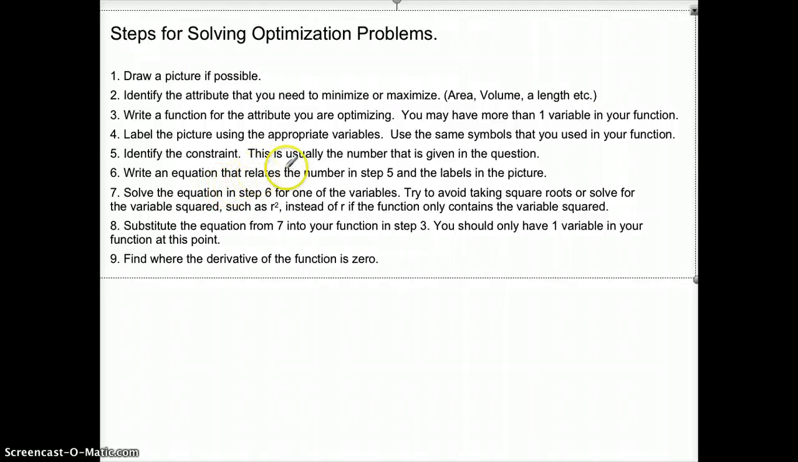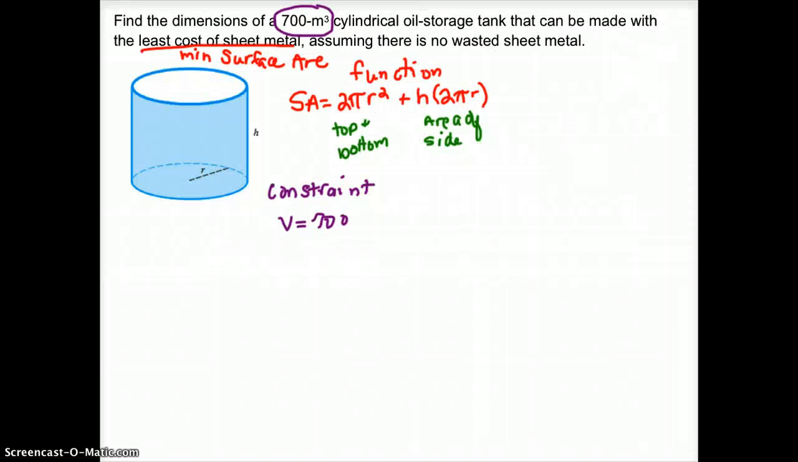Write an equation that relates the number in step 5 and the labels in the picture. So step 5 was that equation I just wrote here in purple. Now I need to write an equation that uses the r and the h. So what's the volume of a cylinder? For most 3-dimensional objects, all you need is the area of the base times the height for its volume. In this case, my volume is the area of the base, and my base is a circle, so that's going to be pi r squared, and then times the height. And we already know that that has to be 700 because that's my constraint.